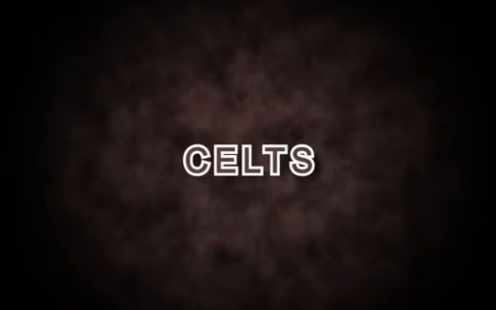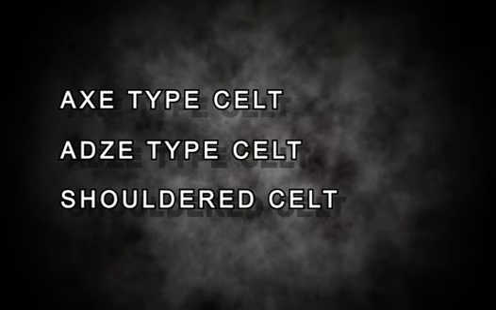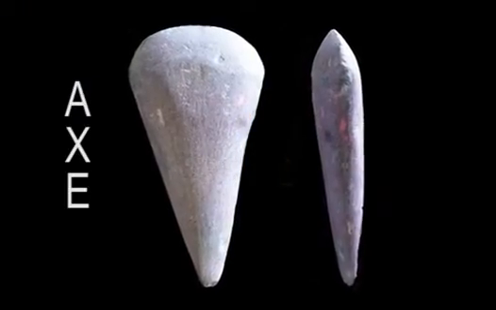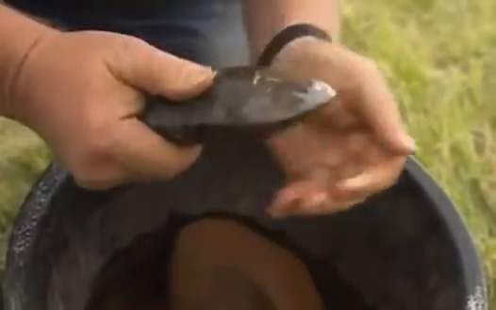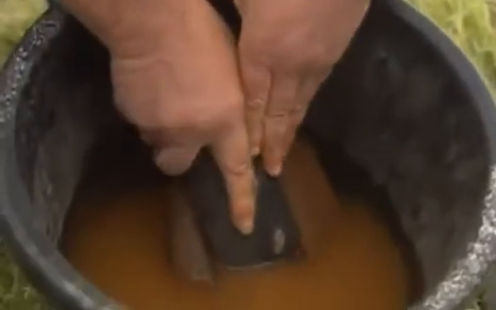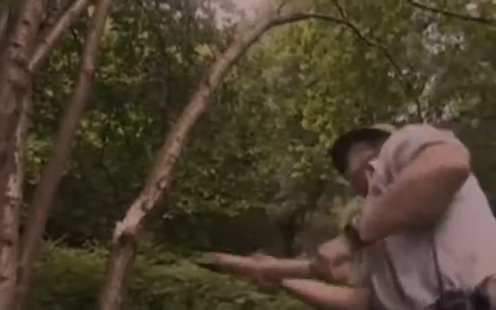Now let us discuss celts. There are various types of celts. They are the X type of celt, S type of celt, and shouldered celt. They are described below. Now let us discuss the X type of celt. This tool is the one characteristic feature of ground stone, produced by grinding and polishing technique. It might be used for cutting and splitting trees.